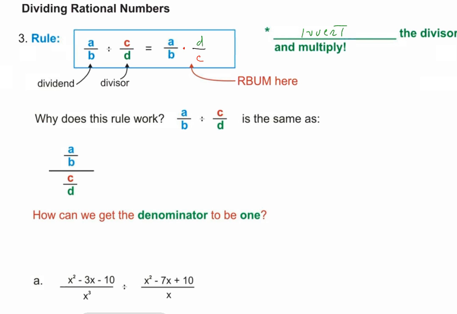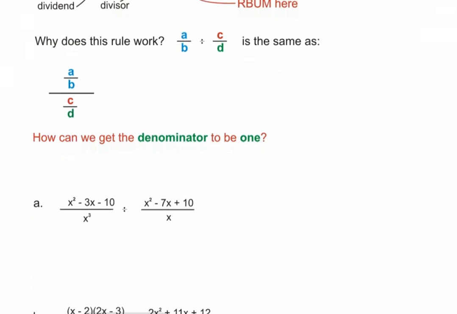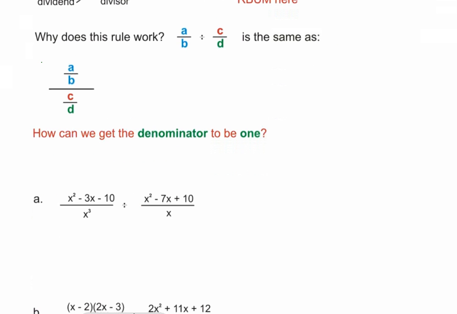Okay, so let me real quick try to refresh your memory on why this shortcut rule works. All right, so why does A over B divided by C over D work? It's the same as this format, right? And if you had a problem like that, hopefully that's not going to scare you. These two are exactly the same, right? An A over B divided by a C over D. They're exactly the same thing.